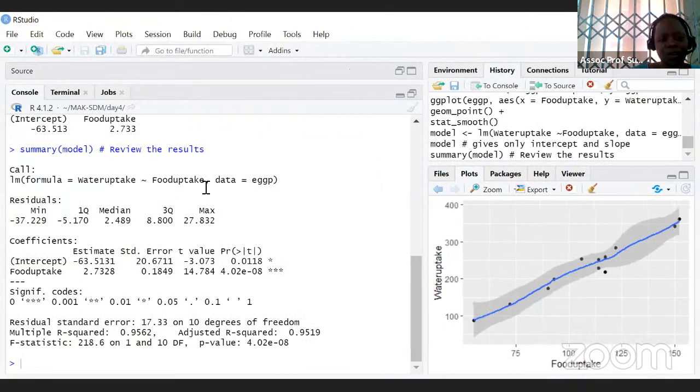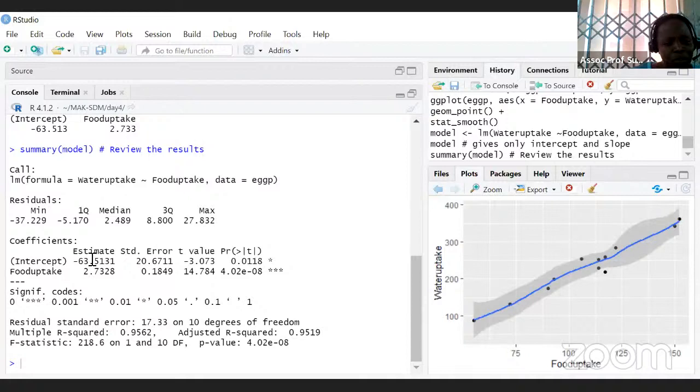So let's focus on the console and a summary review of the results. We find that we have coefficients. We have the intercept and the slope corresponding to food uptake. The intercept is minus 63.51. That is the value of water uptake when the bird has not taken food. Does that mean it doesn't take water or doesn't need water? The negative sign, we need to go into the biology and find out what the negative sign signifies in that process.